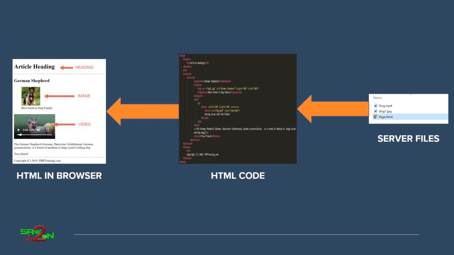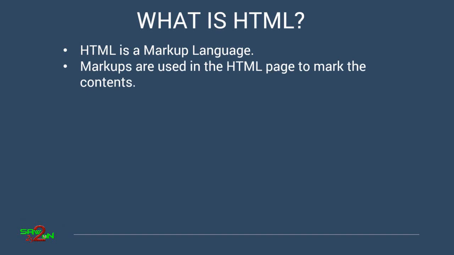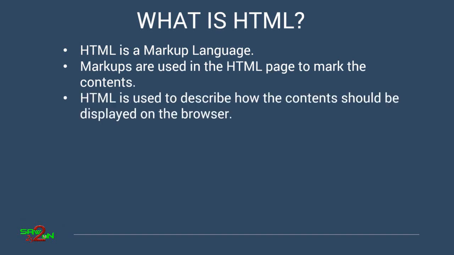Alright, so let's do a quick summary of what is HTML. HTML is a markup language. You use markup to mark the content on the web page. Markups are used in an HTML page to mark the contents. HTML is used to describe how the content should be displayed on the browser. That's the purpose of HTML. It is an instruction to the browser to say display the content like this. That's all HTML is about.